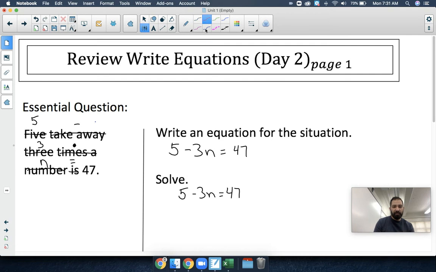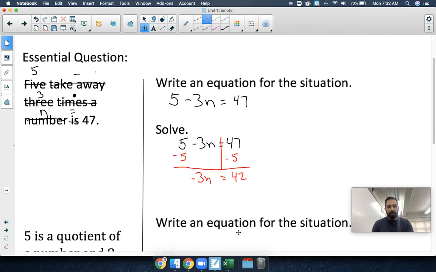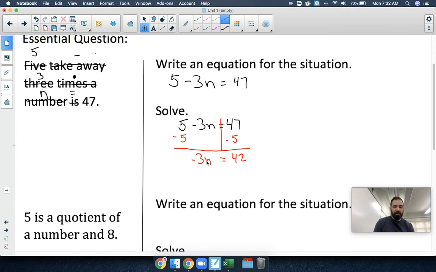Well, let's get rid of that positive 5 by subtracting it. We're left with negative 3n, and that equals 42. Then to get rid of that negative 3, we divide by negative 3 on both sides, and we get n equals, and 42 divided by 3 is 14, but we have a negative, so negative 14. And you're done.